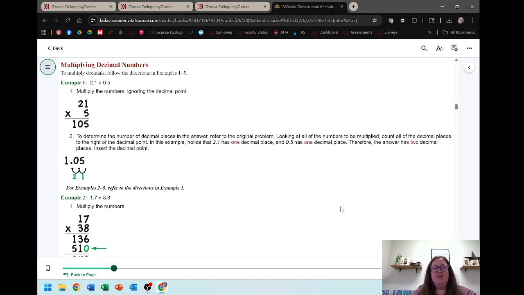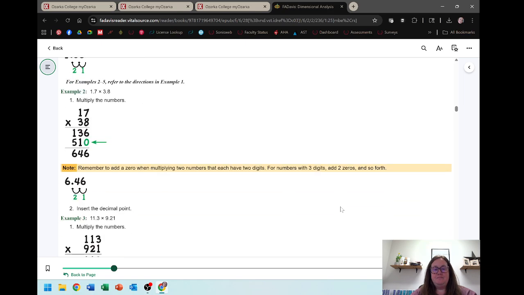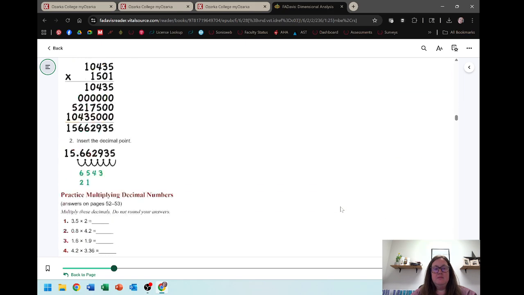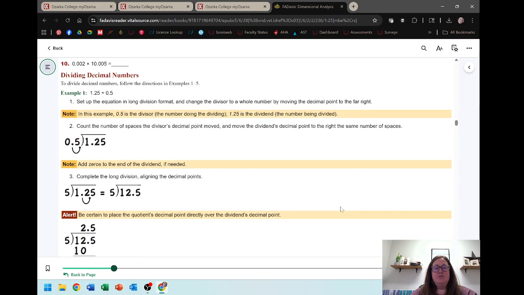Once we get our answer of 105, we're going to assume that the decimal place is at the very right of that number 5. Move it to the left 2 places. So our final answer would be 1.05. So I'll let you guys read that.